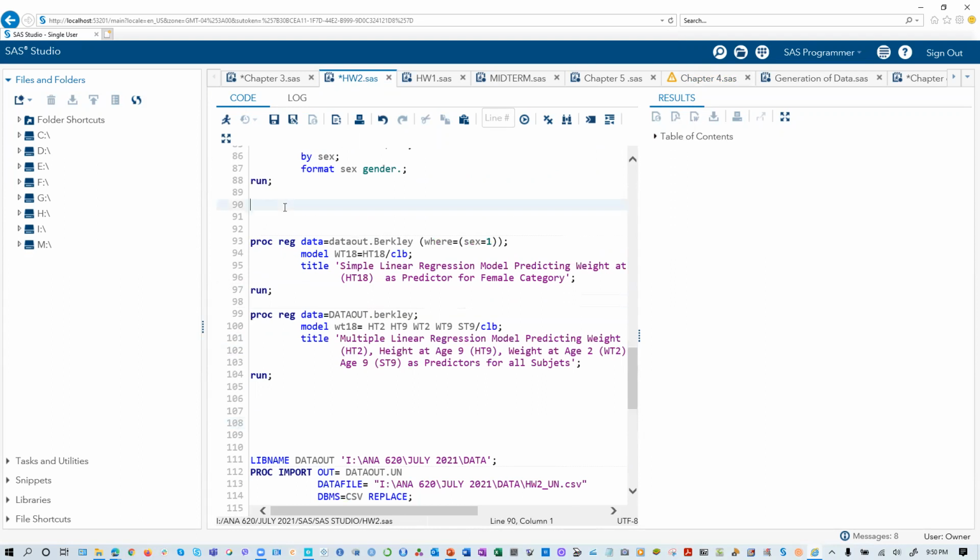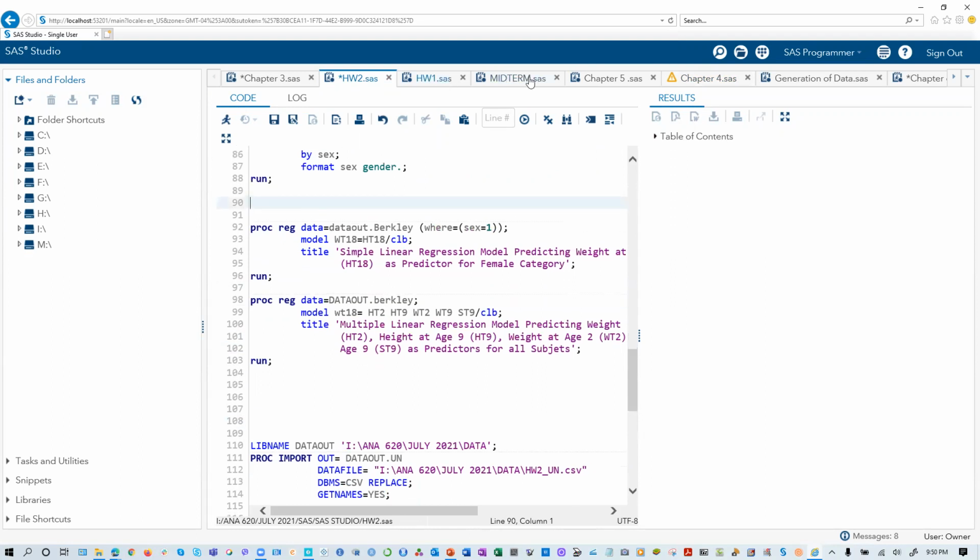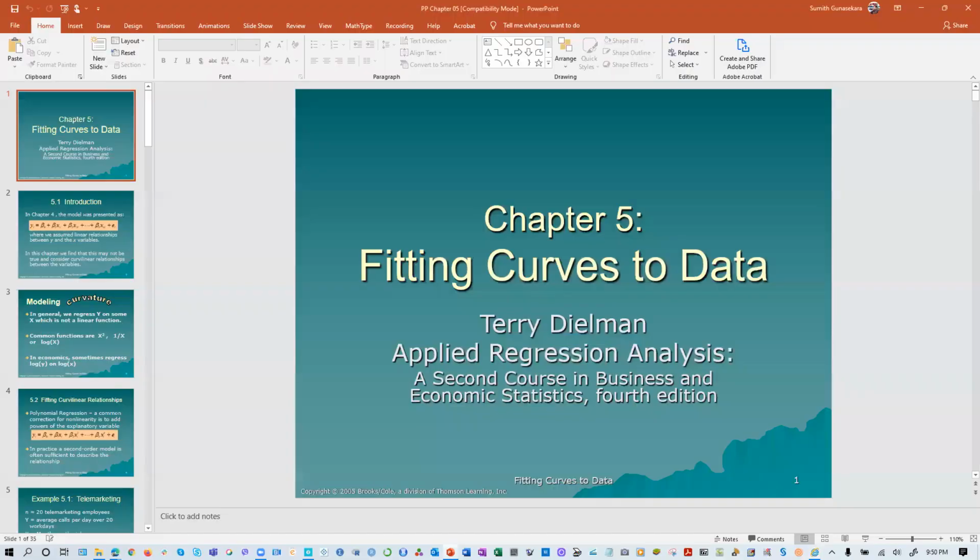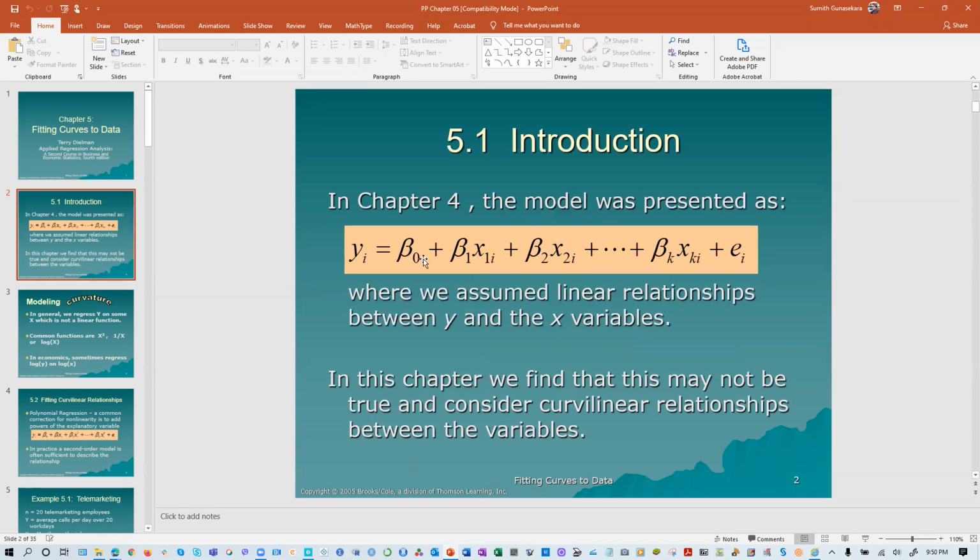We did up to that point, and for the rest, let's have a look at these slides and get a rough idea. Here it says fitting curves to data. In chapter 4 the model was presented with K variables, where i stands for the ith individual. It's not a big deal. There we assumed a linear relationship between y and x. In this chapter, we find that this may not be true, and consider curvilinear relationships between the variables. Instead of a linear one, we're going to have a curvilinear one.